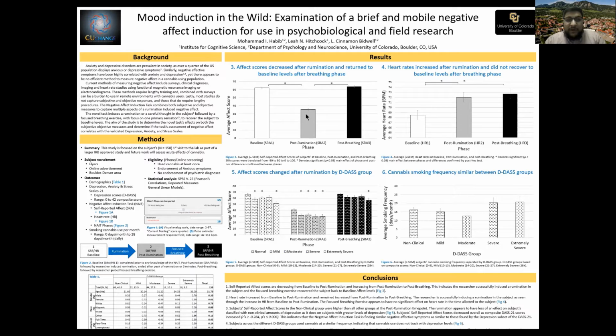The participant is then instructed to think of a past stressful event like a movie and bring up all the thoughts, feelings, and associations with the event, and to think about it until they reach the most stressful part or until 3 minutes have elapsed. Then at this post-rumination time point, the participant again rates how they're currently feeling, and the research assistant measures the participant's heart rate.